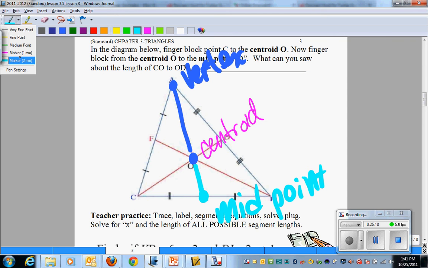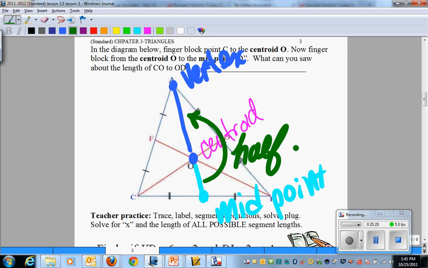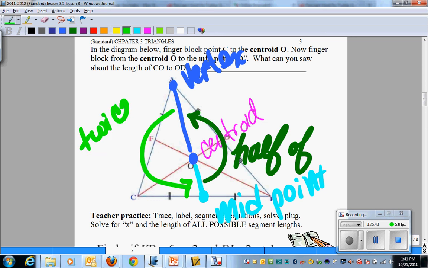There's a relationship between these. Very simple relationship. Draw the arrow from there to there and write the word half of. Then draw an arrow going down and write twice of. Going from smaller to larger, it's half of that. From the larger to the smaller, it's twice of.